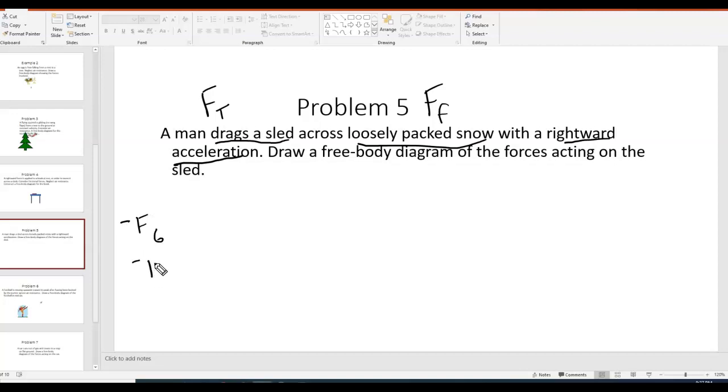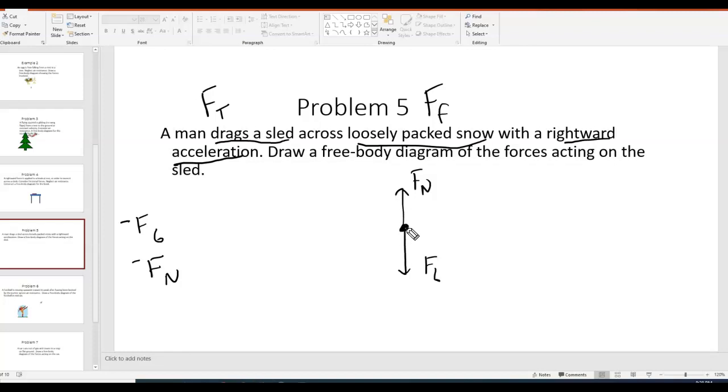And there's also going to be a normal force because guess what? He's dragging it across the surface. Anytime you have a surface, you automatically have a normal force. So here's what my FBD is going to look like. Force of gravity going down. Normal force going up to balance out the force of gravity because it's not going to fall through the ground. By the way, these two should be drawn the same length.